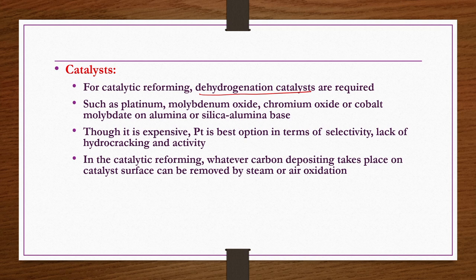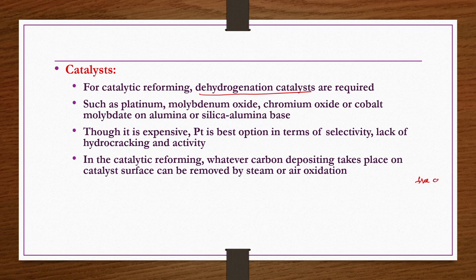In catalytic reforming, whatever carbon deposition takes place on the catalyst surface can be removed by steam or air oxidation. In the previous lecture we discussed that in any refinery process you take, there would definitely be some free carbon or coke formation. This coke deposits on the catalyst surface if the catalytic reaction is there. So this coke has to be removed from the catalyst surface to regenerate the catalytic activity, and for that steam or air oxidation is in general used, which is very common.